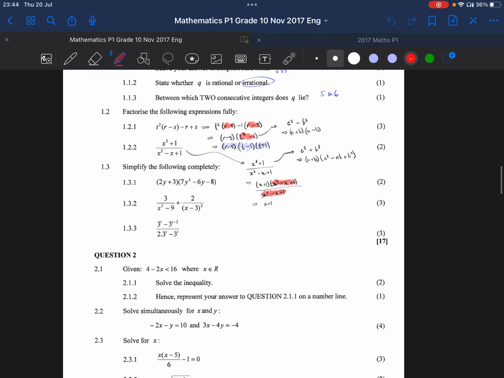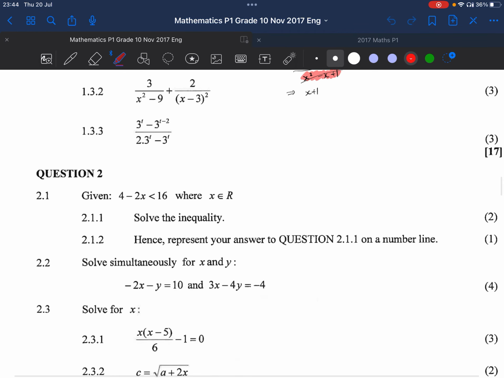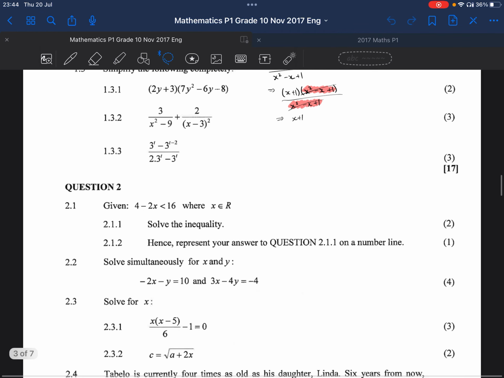Let's look at question 2 now. Okay, I think I'm just going to move this to a separate page as well.